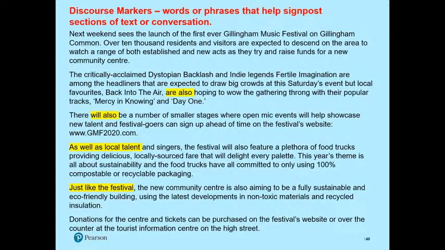Just before we go on, one of the glossary words on here, the word plethora, just means many, a multitude of, a lot of. But I think everything else in here is fairly straightforward.